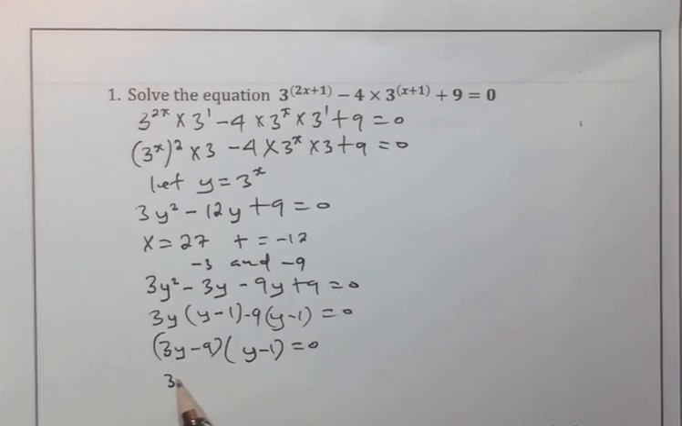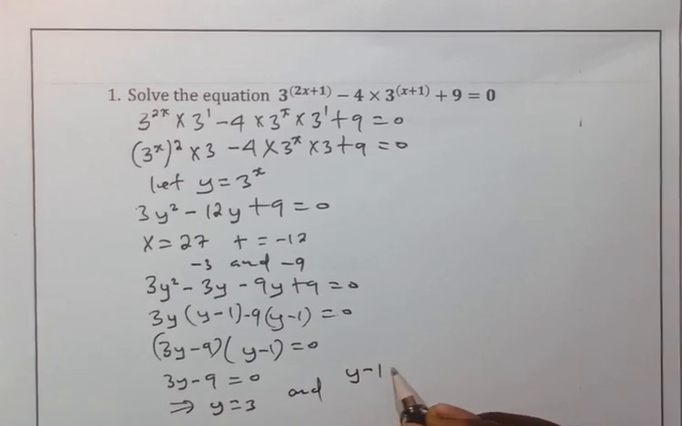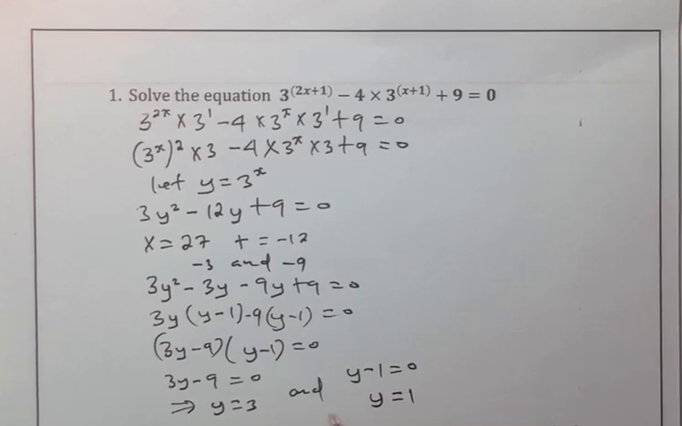So if 3y minus 9 is equal to 0, then it means y is equal to 3. And if y minus 1 is equal to 0, then it means y is equal to 1. So y is either 3 or 1.